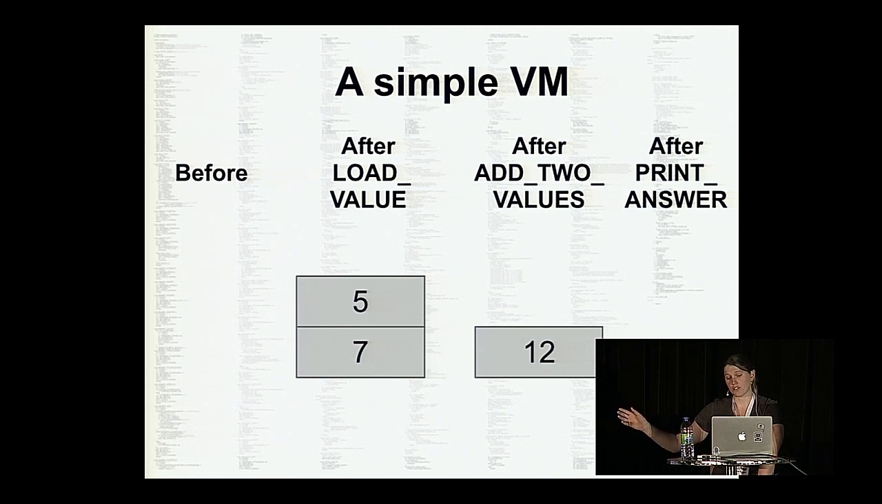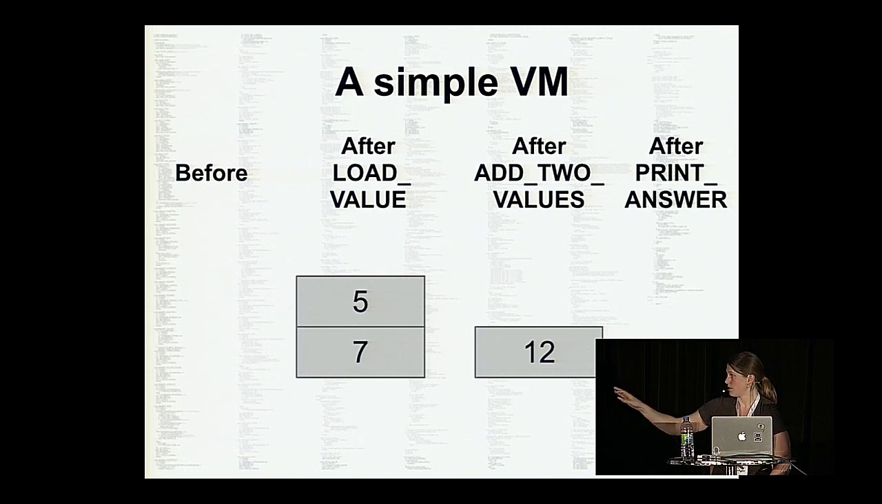It executes the first instruction, which pushes the first number onto the stack, that's 7. And then it pushes the second number onto the stack, that's 5. And then it adds them together, pushes the result onto the stack, that's 12. And then with print answer, we'll pop the result off the stack and print it.